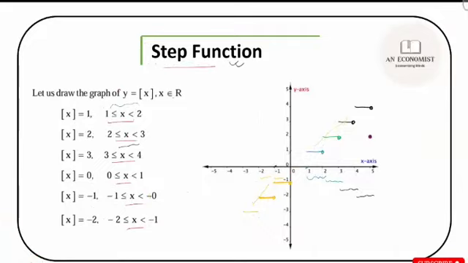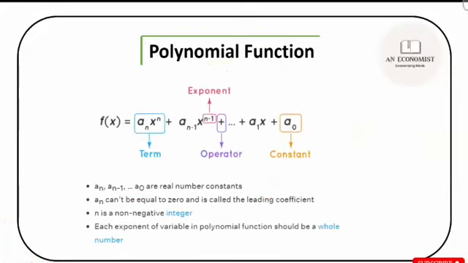This is how you draw the step function, and it is also called the box function or the greatest integer function, right? Then you have something called the polynomial function. This is the most used function that we often encounter. So in polynomial f(x), the functional form is this: a_n x^n + a_(n-1) x^(n-1) + ... + a_1 x + a_0.